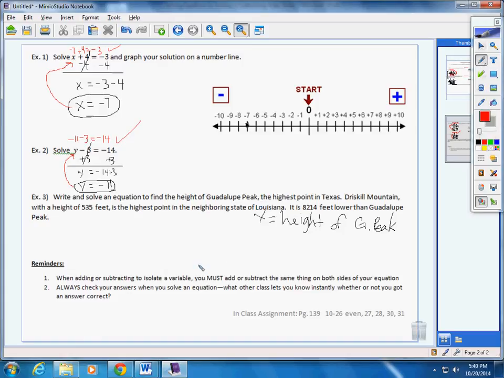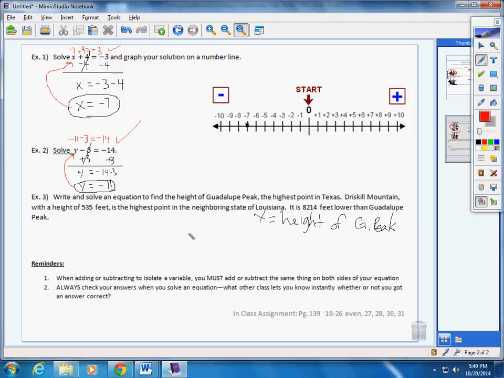Alright, let's go to our last question here, number 3. Write and solve an equation to find the height of Guadalupe Peak, the highest point in Texas. Driscoll Mountain, with a height of 535 feet, is the highest point in the neighboring state of Louisiana. It is 8,214 feet lower than Guadalupe Peak.